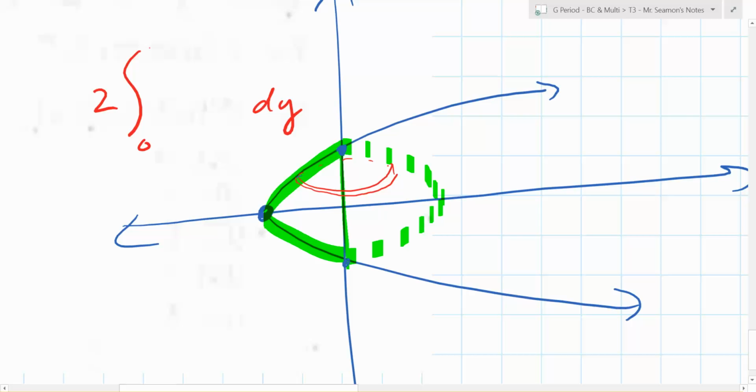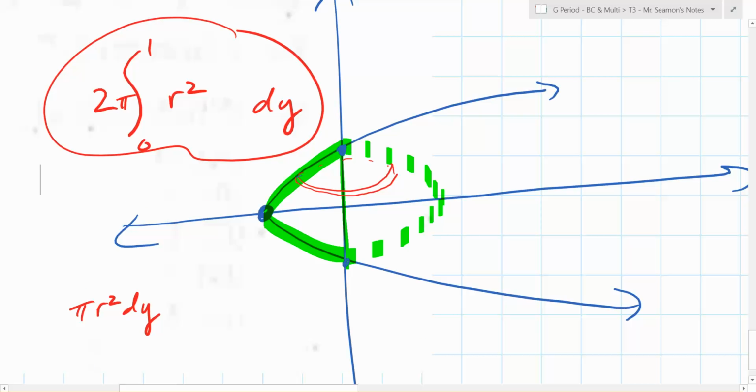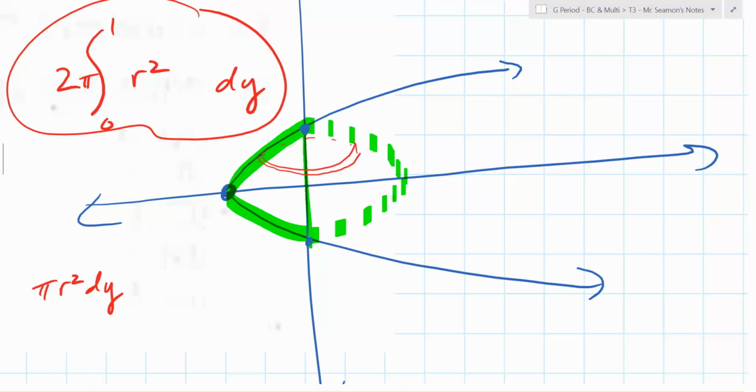That's what I'll do. What's the volume of a disk? Pi r squared h, and in this case dy, right? Are you with me so far? I'm going to just go from 0 to 1, and we have pi r squared dy. Now what's the last thing we have to do before we can integrate? Yeah, we have to figure out what r equals. And do we want r to be in terms of x, or in terms of y?